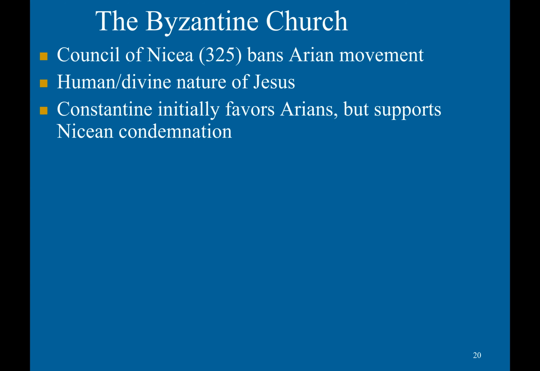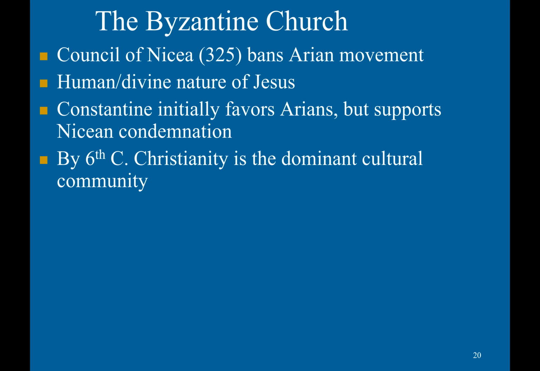In terms of the Church, the Council of Nicea in 325 bans the Arian movement, which argued that Jesus Christ was a human. Like I said, this fight was over whether Jesus is human or divine. The council says Jesus is both human and divine. While Constantine initially favors the Arians, he eventually supports the Nicene recommendation, and by the 6th century Christianity is the dominant cultural community of the area.